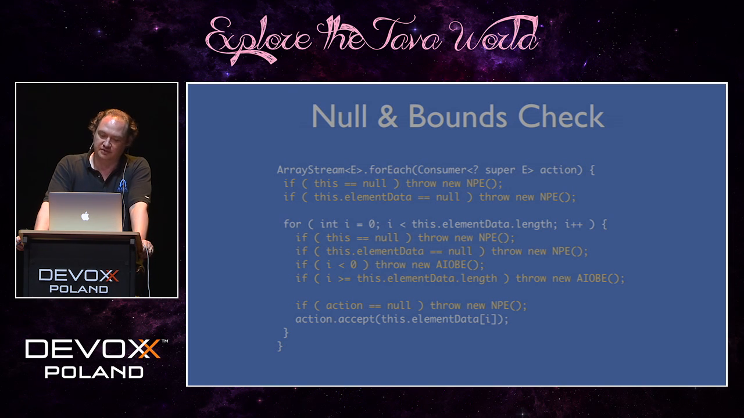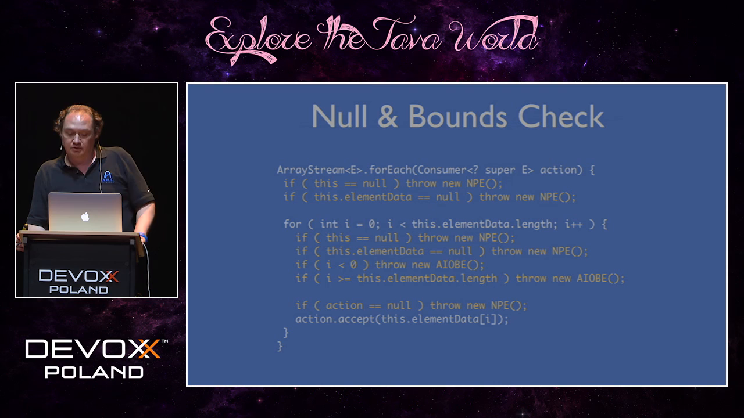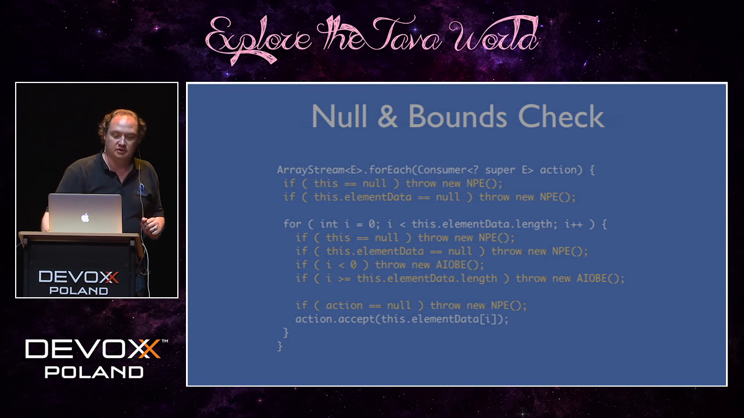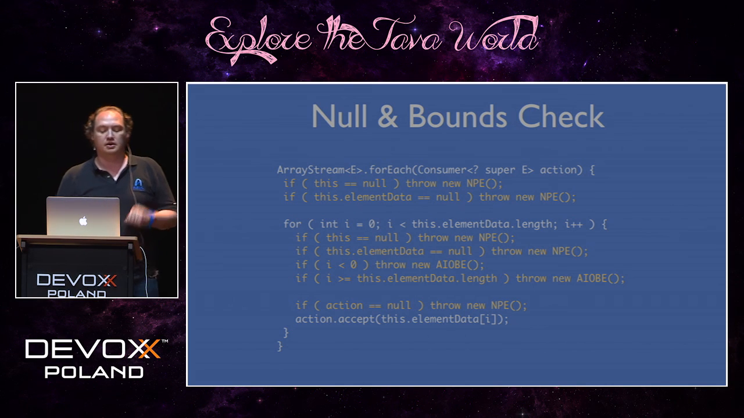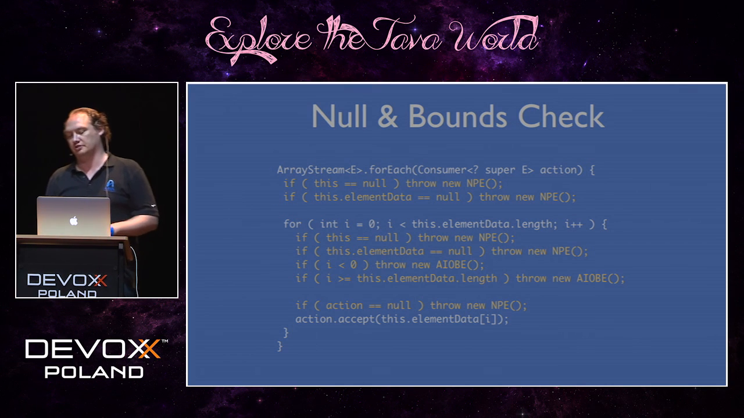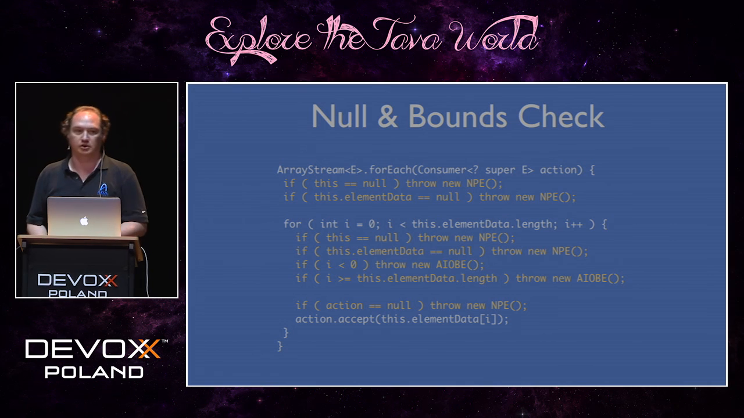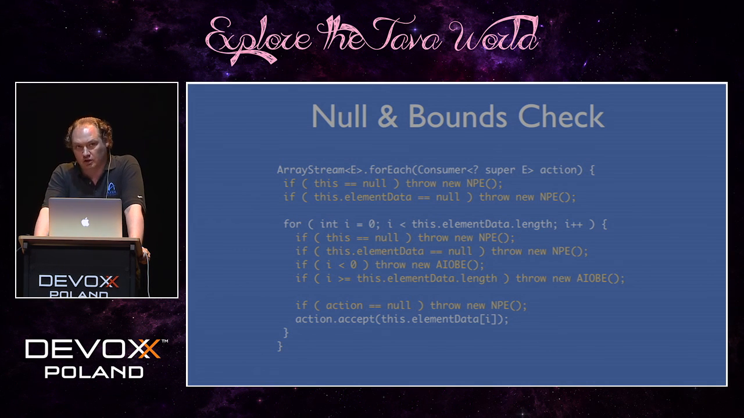This is where we get the safety guarantees. So we have to check if i is less than 0, we throw an array index out of bounds exception. If i is greater than or equal to the element data length, we do the same. And we also have to check that our functional interface object action isn't null either. We got to do all of these things. They're all hidden from you, but optimizing them is actually important to the performance.